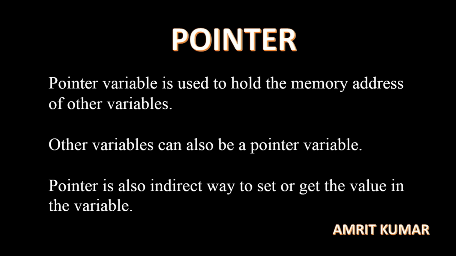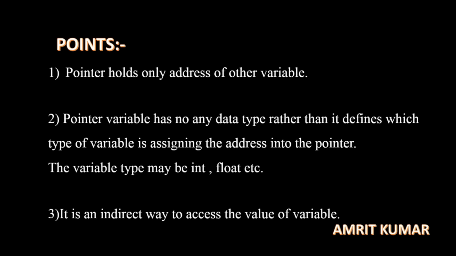Okay. Now I have points for you. The first point says that a pointer holds only the address of other variables. This is a very important point. The second point tells us that a pointer variable has no data type of its own. Rather, it is defined by the type of the variable whose address is assigned to the pointer. The variable type may be integer, float, etc. So it depends on what type of variable you are assigning.